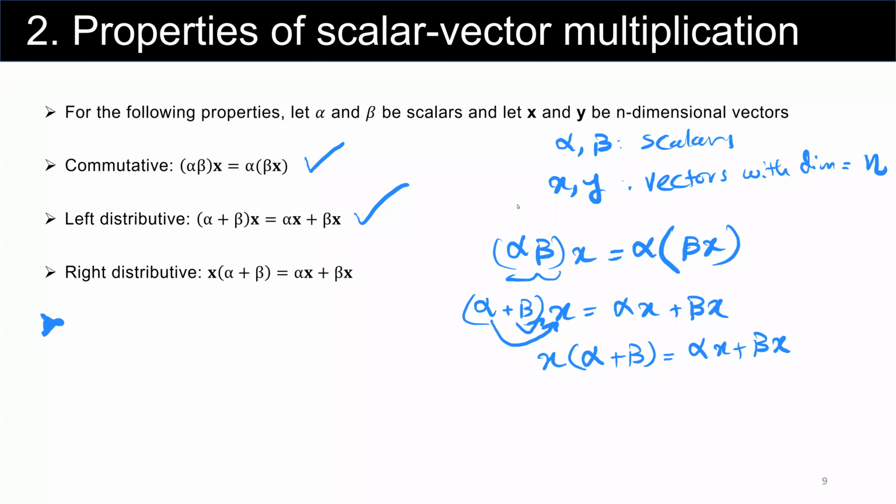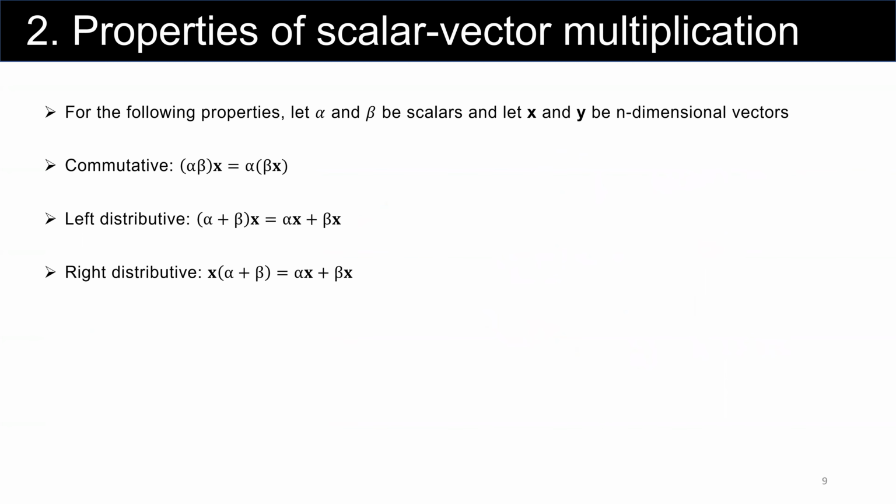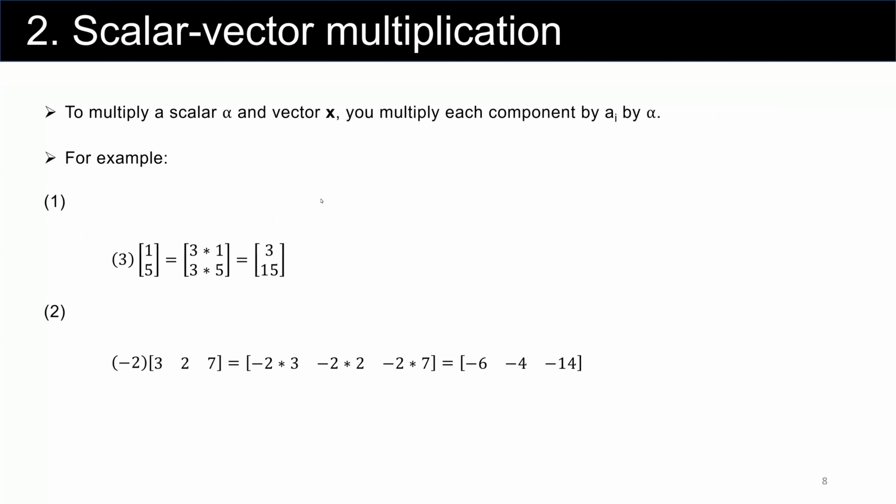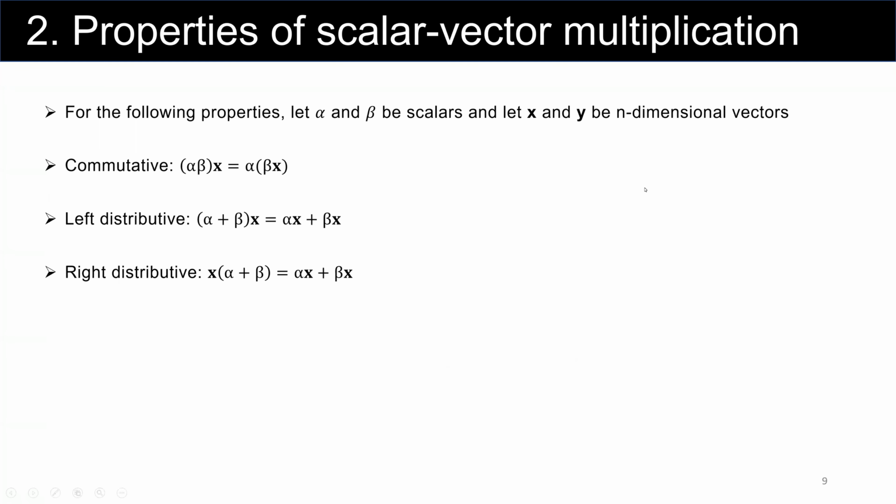Another property which is not listed here is when you want to multiply a scalar alpha by the summation of vectors x and y, you can distribute alpha to the parentheses. So it's alpha x plus alpha y. So assuming that vectors x and y have the same dimension, you can multiply alpha to both x and y. All right. So a scalar vector multiplication, as we went over in this example.